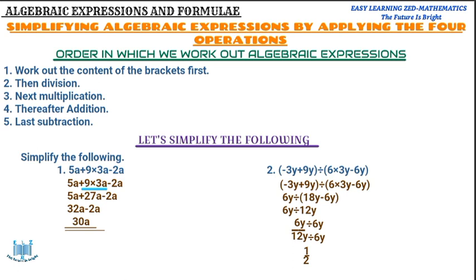Probably someone would continue the way I was doing it, working it horizontally. That means you can still come up with the answer, which is 1 divided by 2, which is also acceptable. But basically, this is how you simplify an algebraic expression which has got four operations.